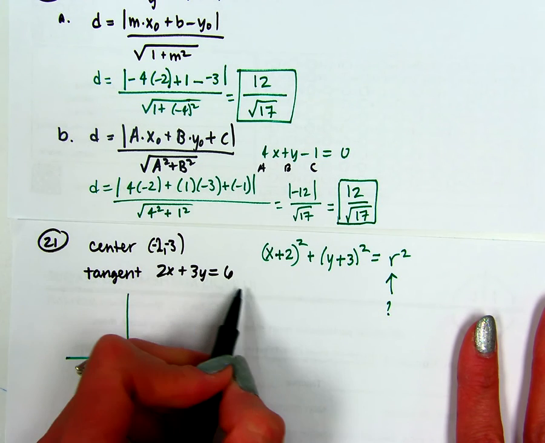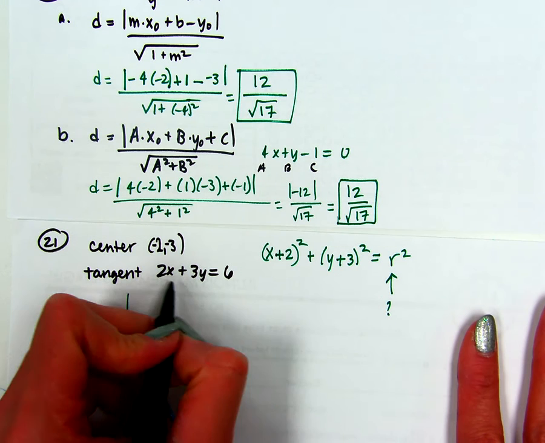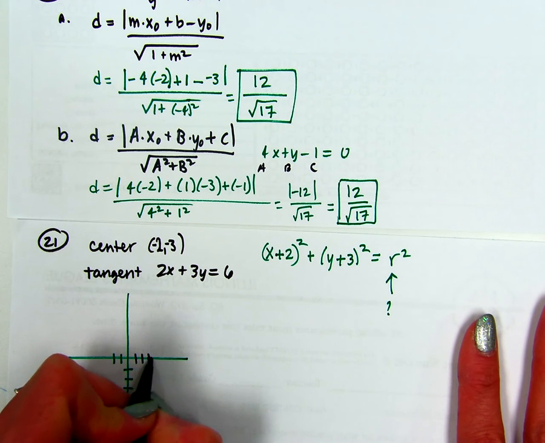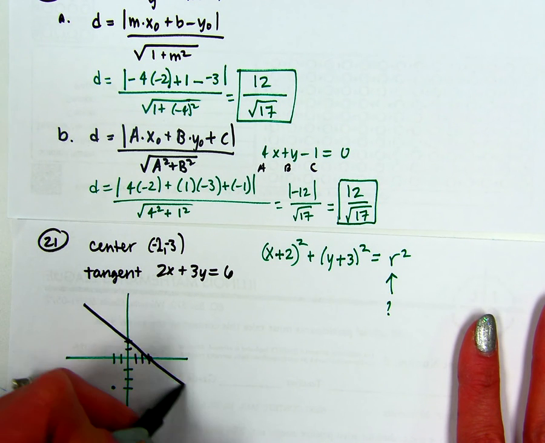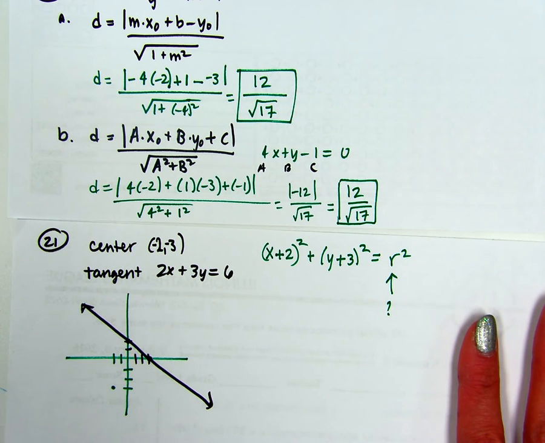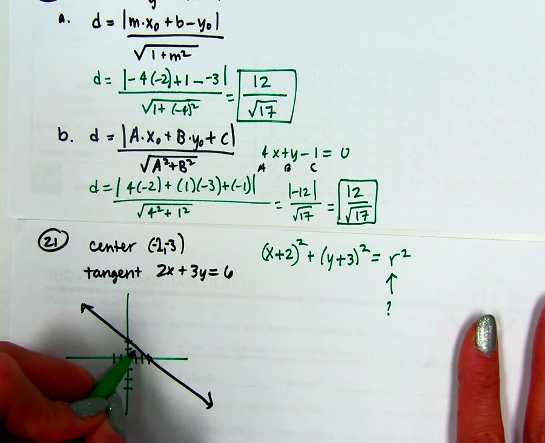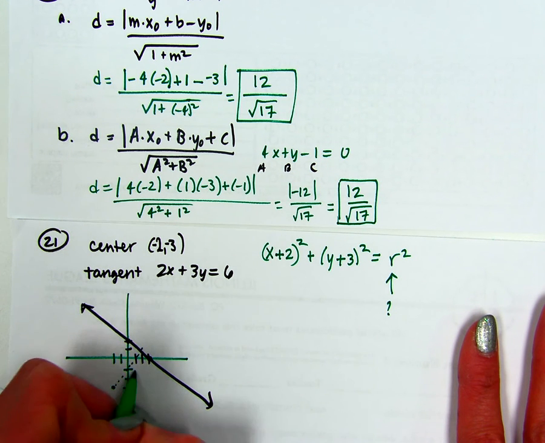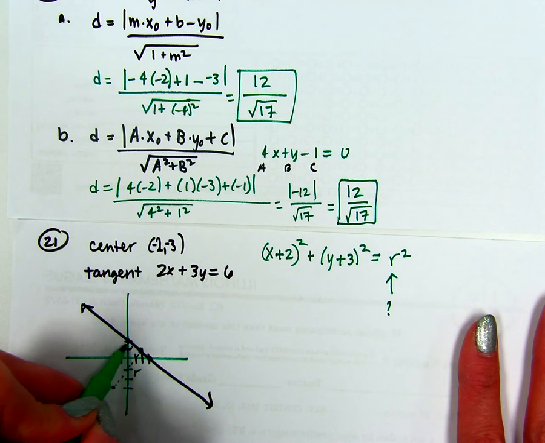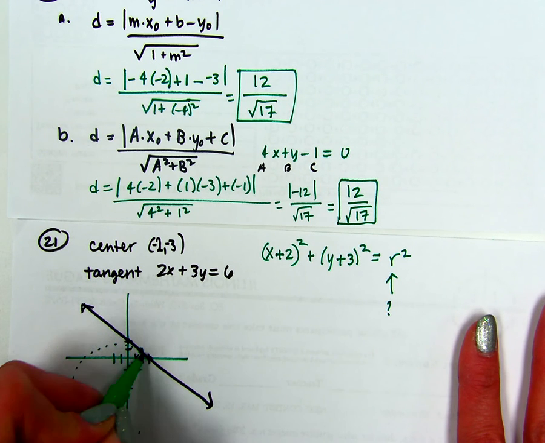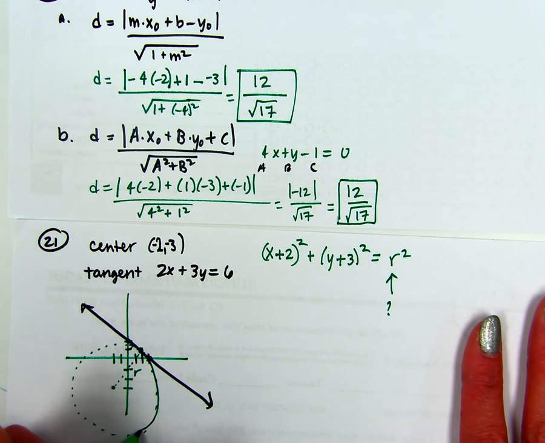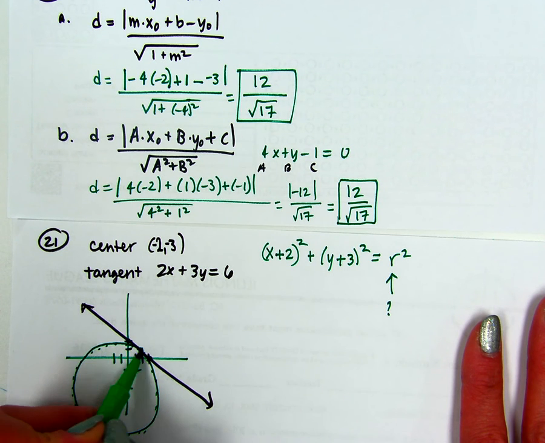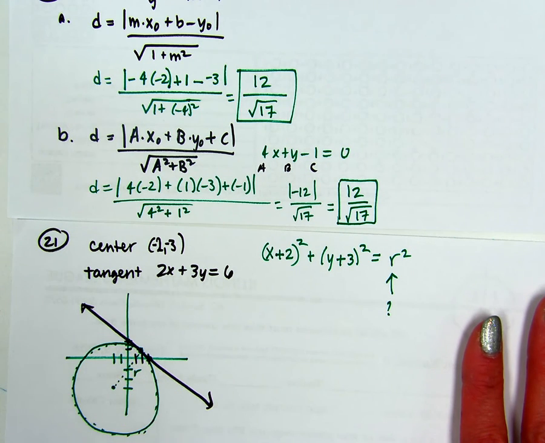So if it's 2x plus 3y equals 6, I know this would have an x-intercept at 3 and a y-intercept at 2. So here's my line. And if it's tangent to it, then I need to know, here's my radius, right? So hopefully this diagram looks okay. All right, so there's your picture. There you got a circle. Tangent means it touches the line in one location, right? And really, what am I trying to find? The radius, which is also known as the distance between this point and the line.